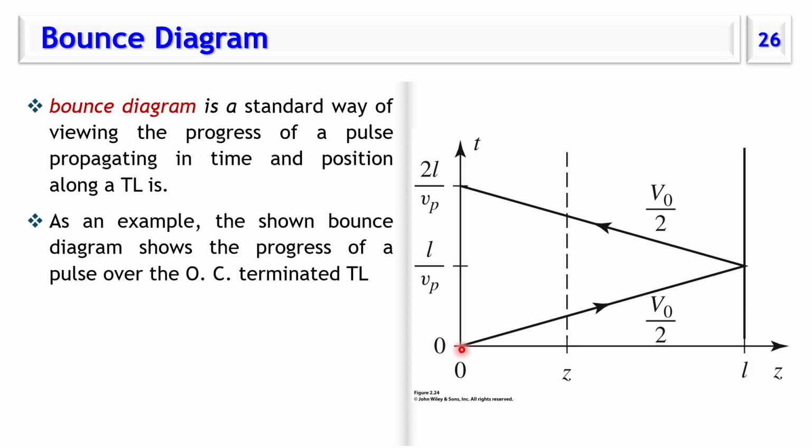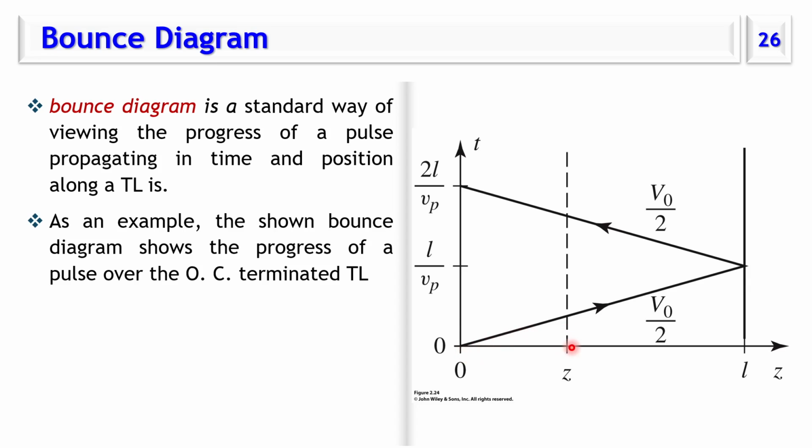At time equals 0, a forward signal is generated, and the forward signal has the value of V naught over 2. It will reach the load at what time? At L over VB. Before time equals 0, the potential everywhere equals 0. So this is Z equals 0, this is Z equals Z, this is Z equals L. At time equals 0, we switch on the switch. So a forward propagating wave is traveling. It will reach L at this time.